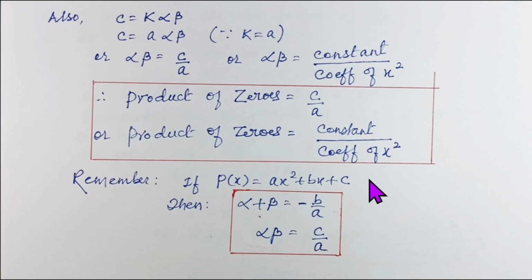Now, what we have to remember is if p of x is equal to ax squared plus bx plus c is a quadratic polynomial, then the sum of the zeros of the quadratic polynomial is equal to minus b by a, and also the product of the zeros alpha beta is equal to c by a, and a very important thing to remember.